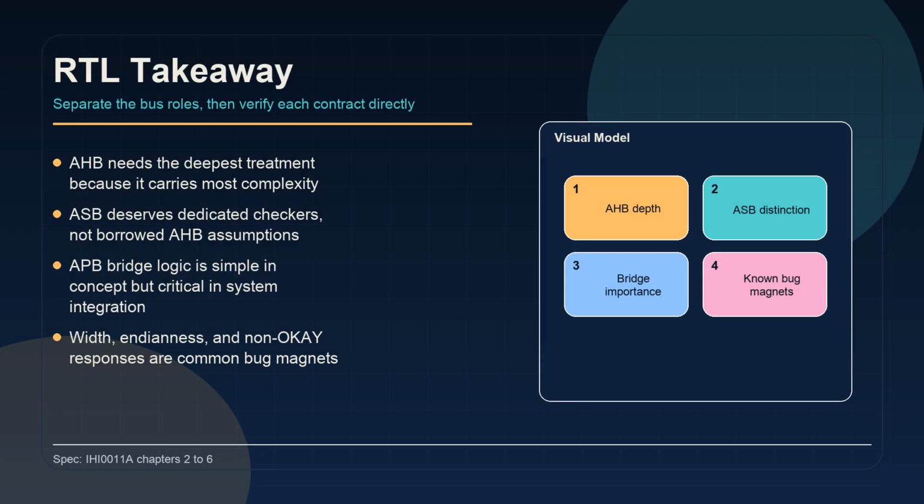The RTL takeaway is to separate responsibilities cleanly. Give AHB the depth it needs. Keep ASB distinct rather than treating it as a near clone, and treat the APB bridge as a critical integration block. Most late surprises come from response handling, width adaptation, and assumptions that leak from one bus style into another.